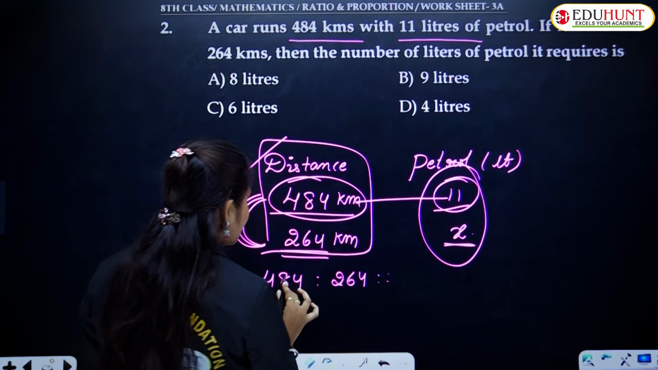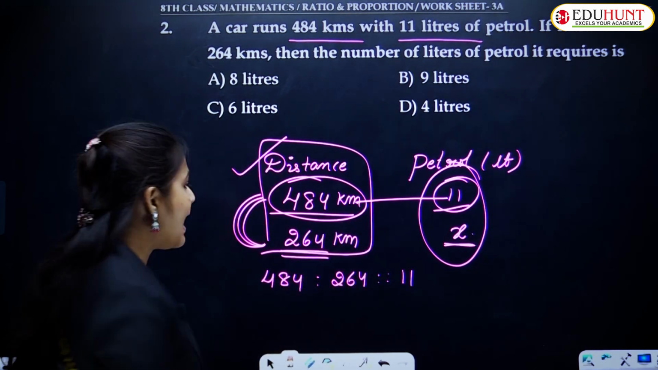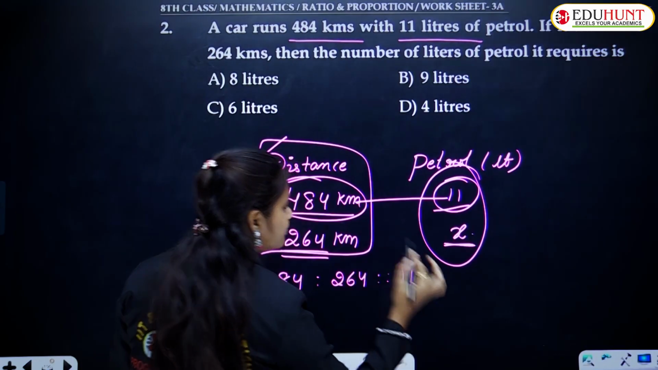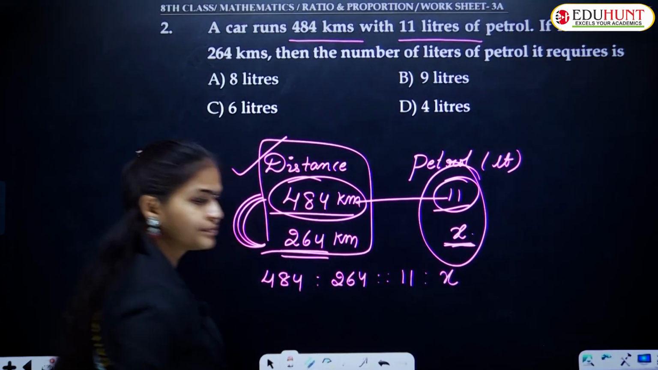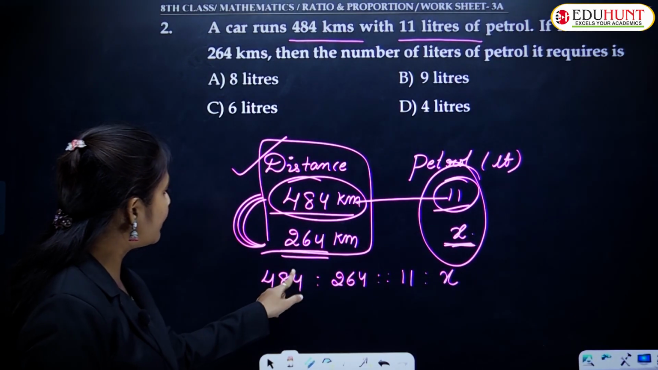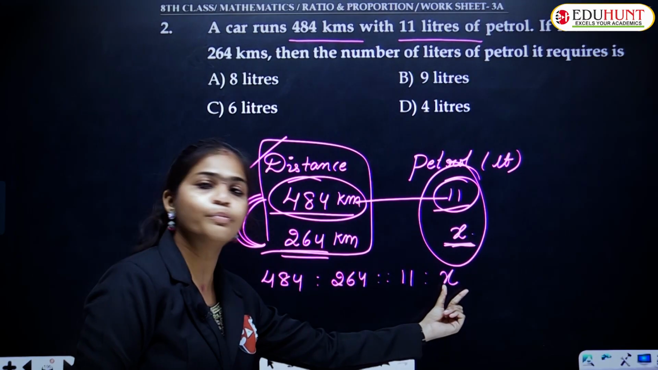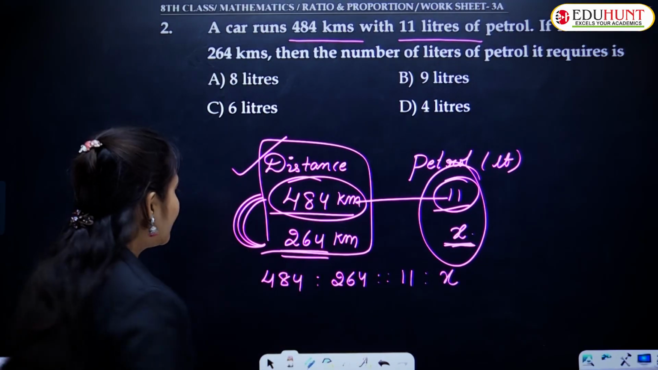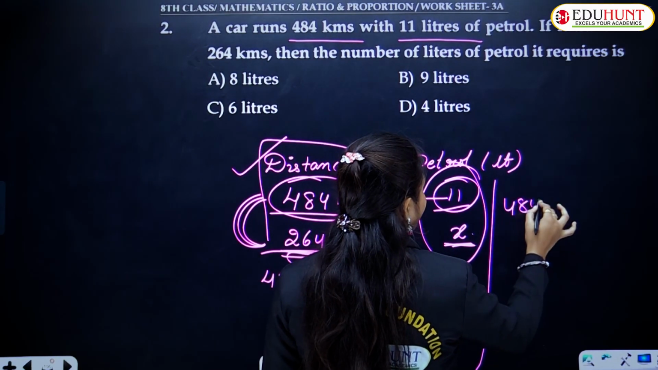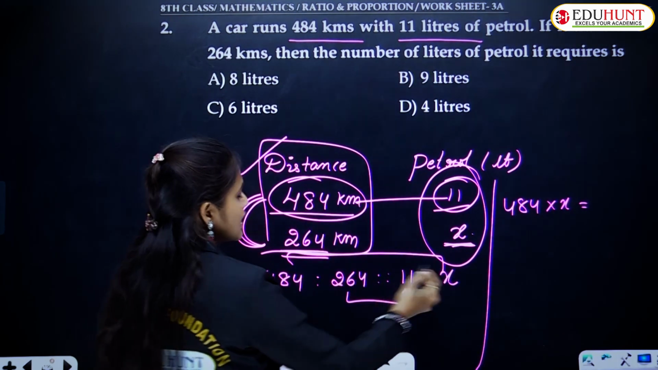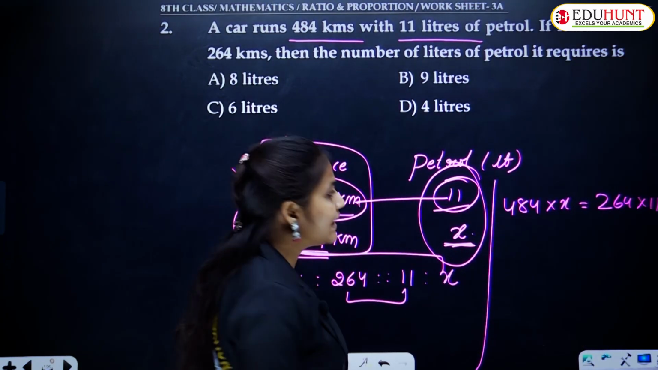So 484, 11. The first term is related to the third term, and the second term is related to the fourth term. So 11, and here this is x. The meaning is: 484 kilometers by using 11 liters of petrol, 264 kilometers by using how many liters of petrol? This is the relation. Now from here onwards it is the same. 484 into x equals 264 into 11. From this, find the x value.